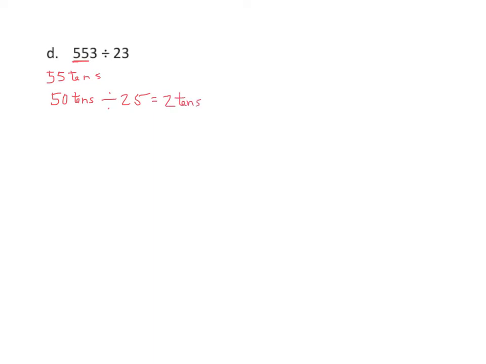Let's set up the problem. So I have 553 divided by 23. I use my estimate of 2 tens, so I'm going to put 2 in the tens place in my quotient. I'm now going to multiply 23 times 2, and I get 46. We'll subtract, and I get a 9.